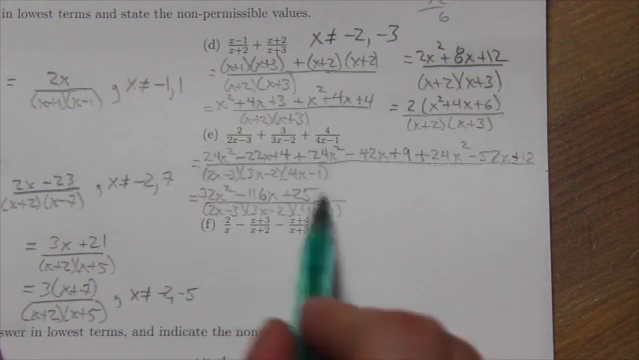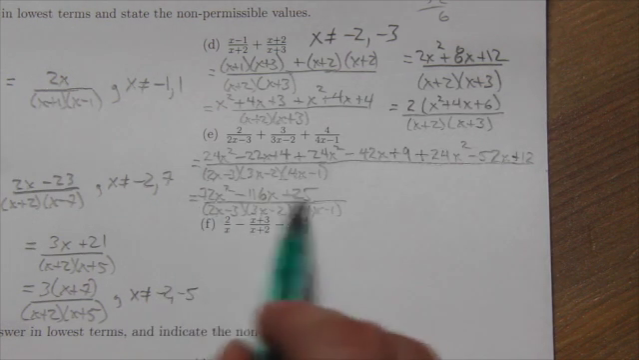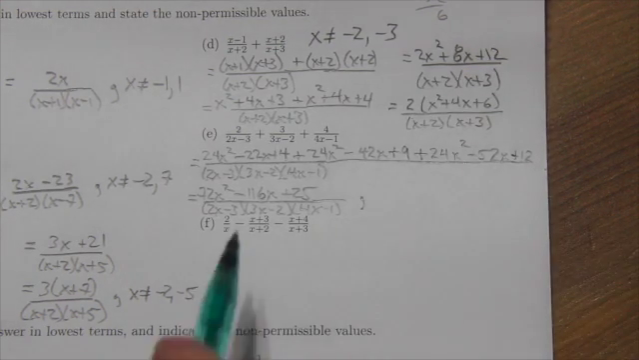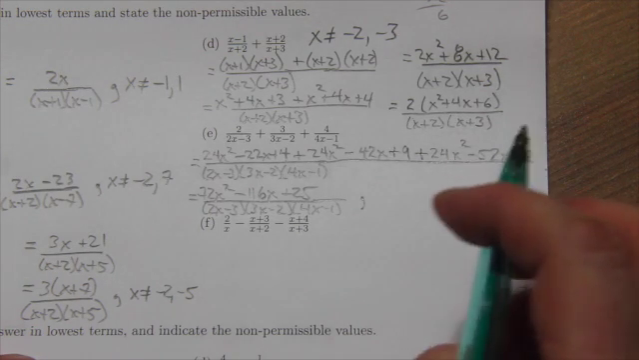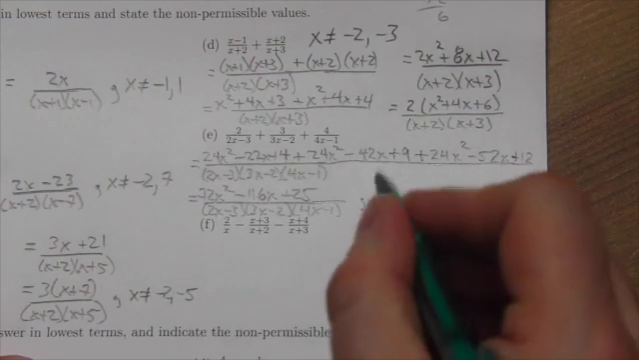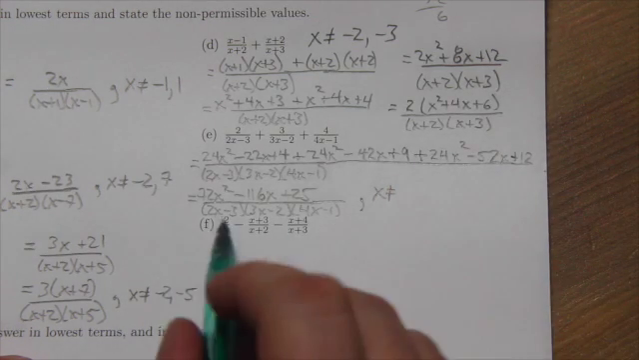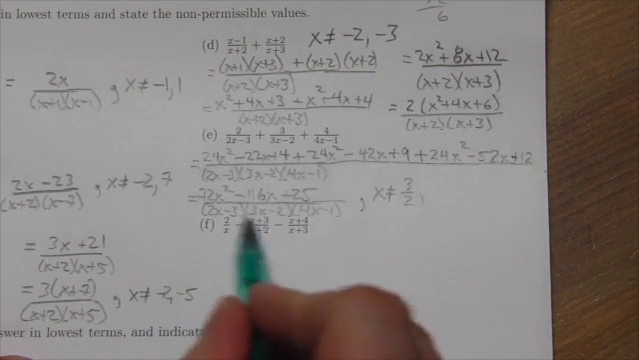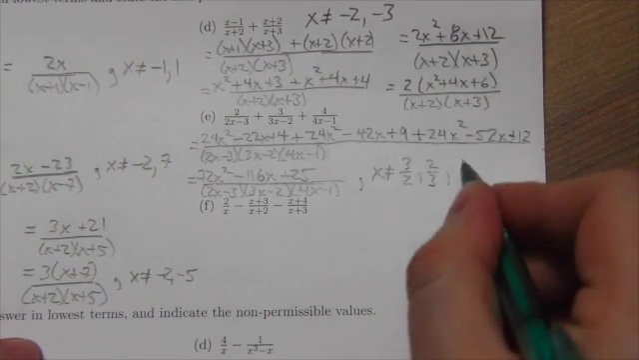Now, at this point, I notice that there's really nothing common between those three terms. It turns out this particular expression is not factorable the way I would like it to be. So what we're going to do here is just identify the non-permissible values. Our non-permissible values end up being, from this first factor, 3 over 2, from this second factor, 2 over 3, and from this third factor, 1 over 4.